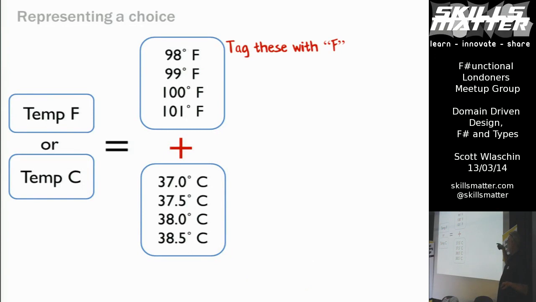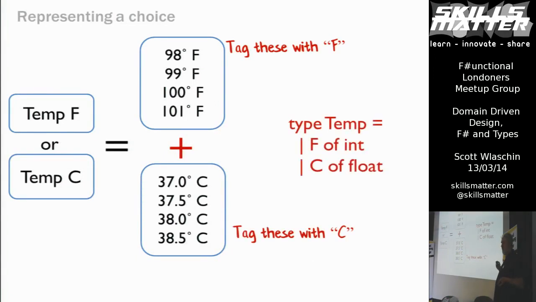So how do we represent that? Well, we're going to have to tag them, because these are both integers and we need to distinguish them somehow. We're going to tag those ones with F and those ones with C. Then we write the type like this: type temperature is either a Fahrenheit of int or a Celsius of float, say. And now we have a temperature type that can store either kind of temperature.